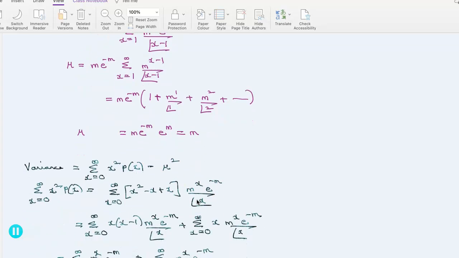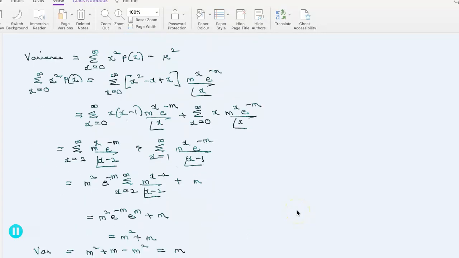What about the variance? Variance is summation x equal to 0 to infinity x squared px minus mu squared. What is summation x squared px? x squared, how can I write it as x squared minus x plus x? So this is summation x equal to 0 to infinity x into x minus 1 m raised to x e raised to minus m by x factorial plus summation x equal to 0 to infinity x into m raised to x e raised to minus m by x factorial. I am splitting this.